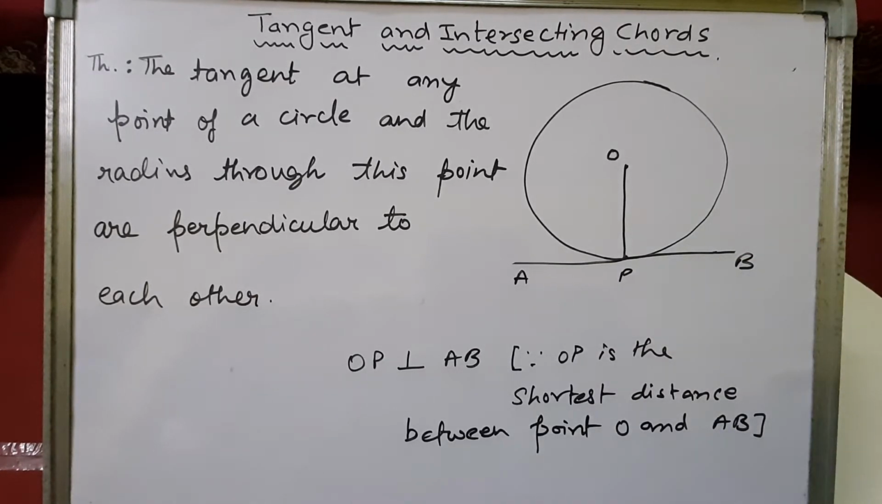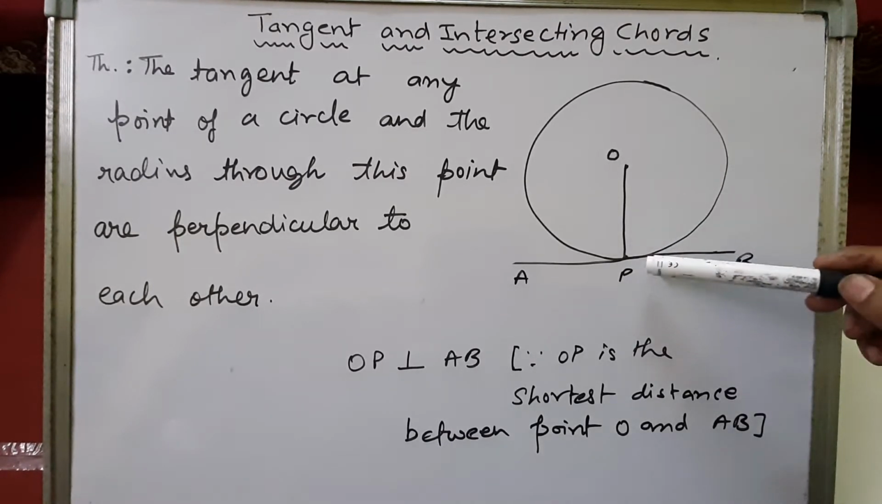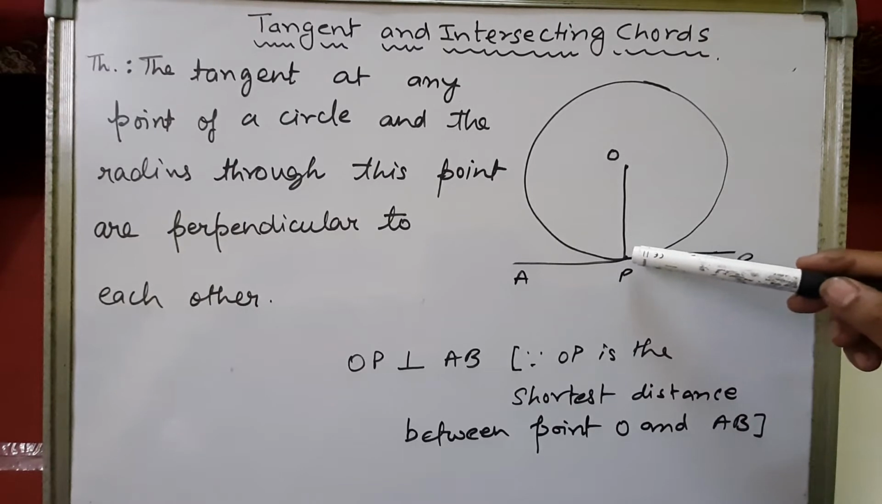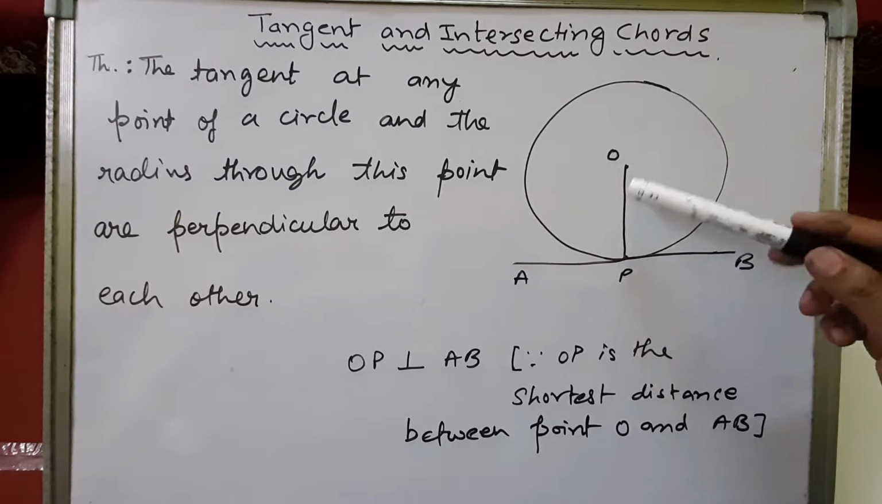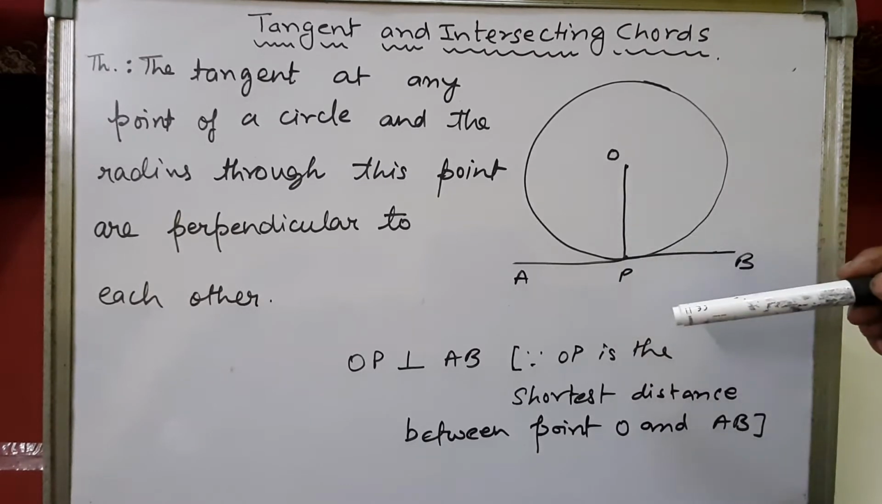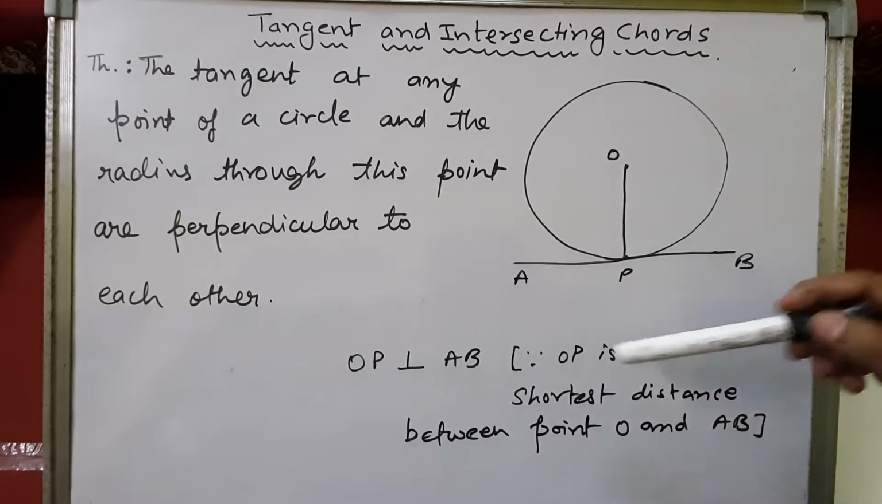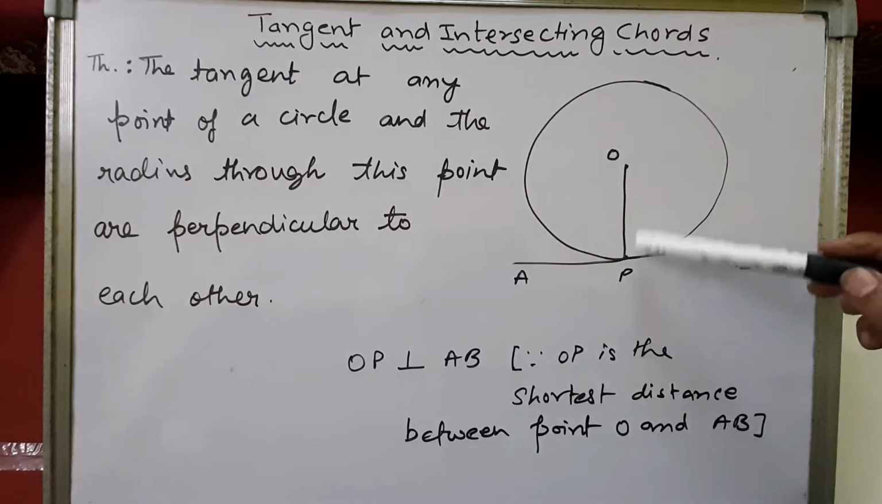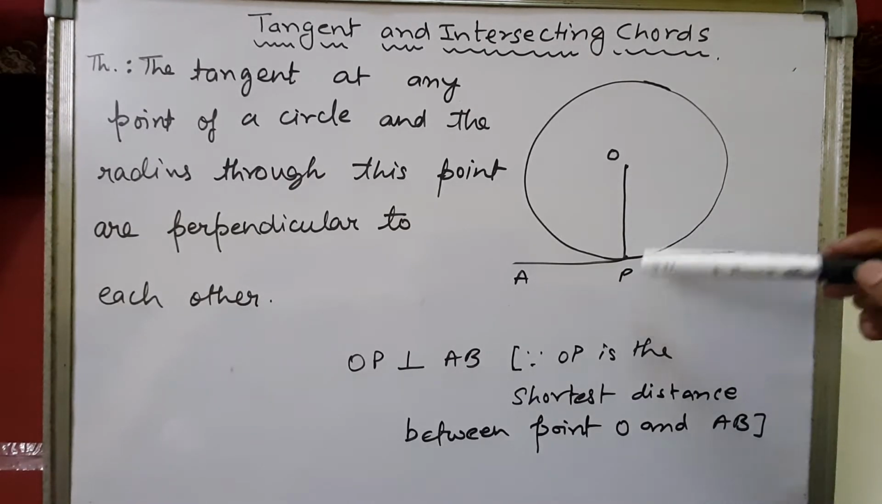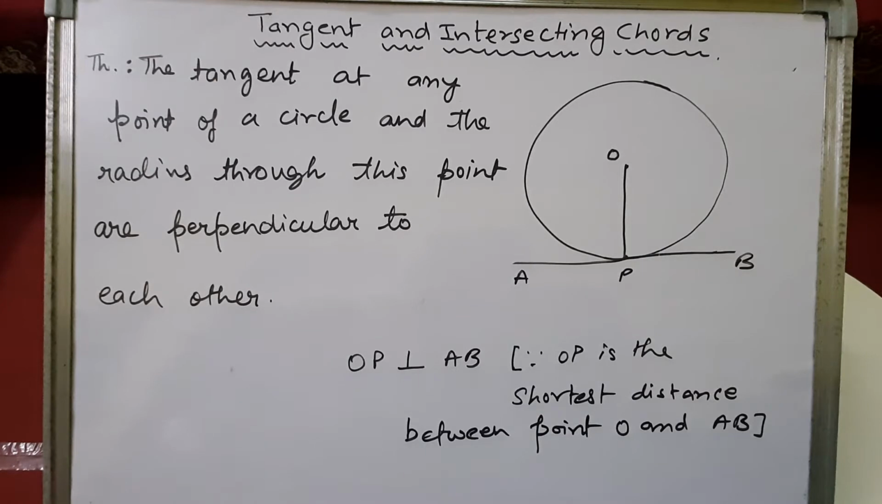So if we have to prove why this is perpendicular, we can say that if we take any point other than P, that distance will be greater than OP, because OP will be the shortest distance. So we can say that OP will be perpendicular to AB. Alright, so remember this theorem that tangent and the radius at the point of contact form a perpendicular or 90-degree angle. Alright, note down please.